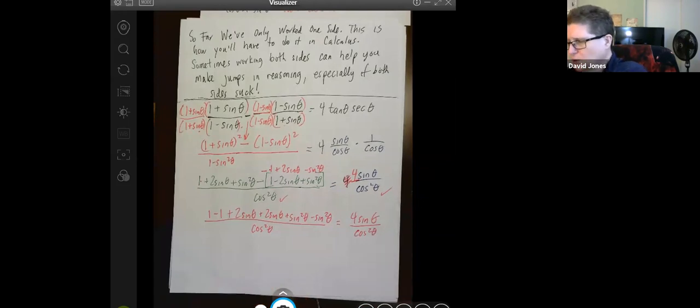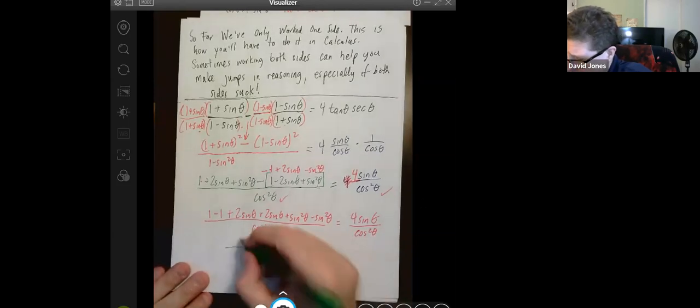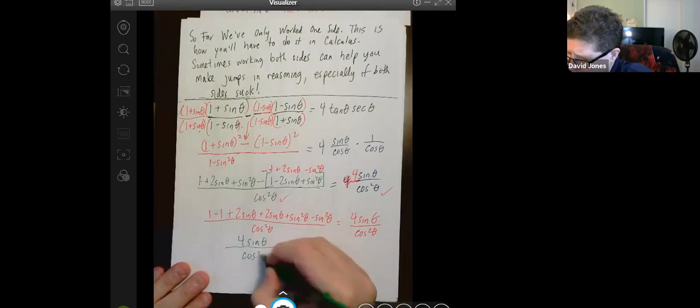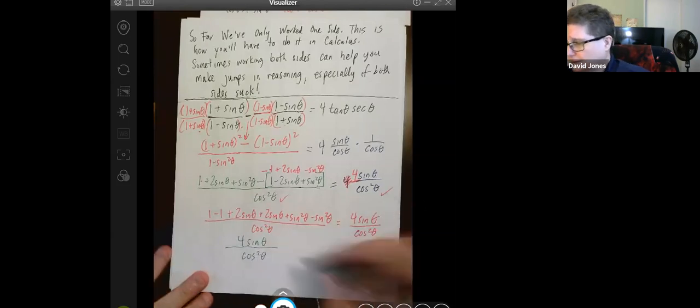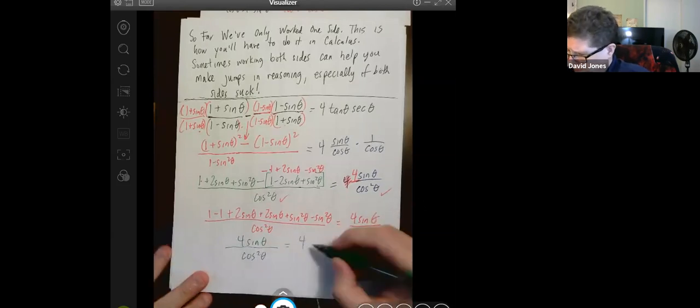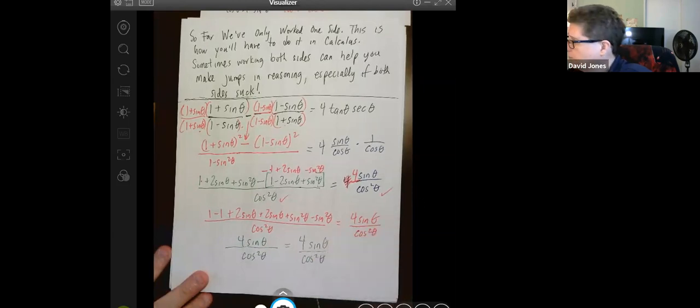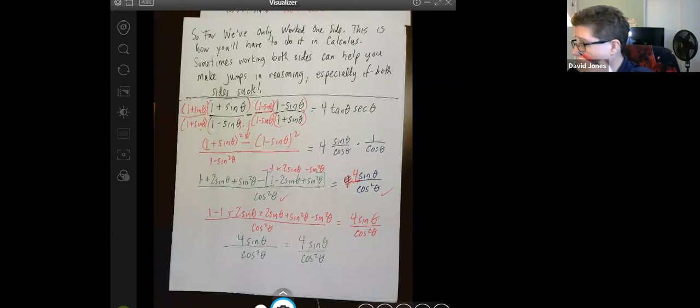1 minus 1 goes away. 2 sine theta plus 2 sine theta is 4 sine theta. And then we've got cosine squared theta on the bottom, and the sine squareds cancel out. Okay. And we've got it done.